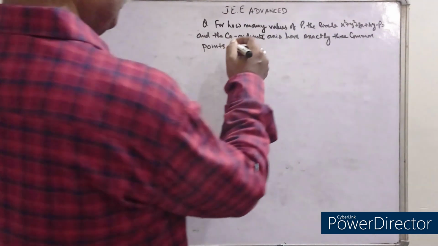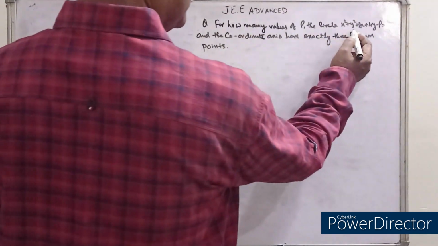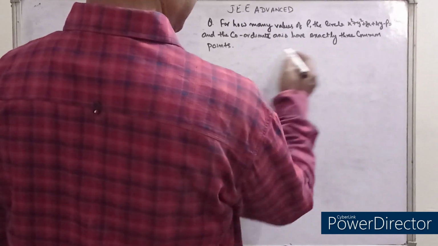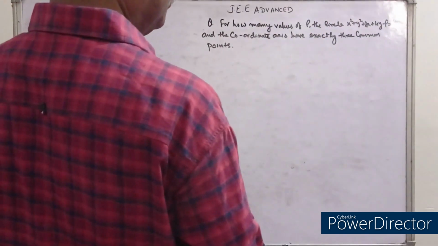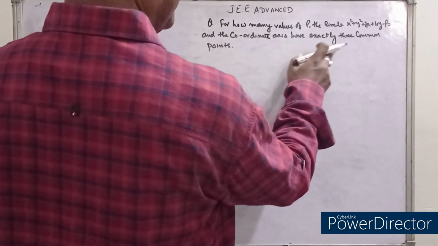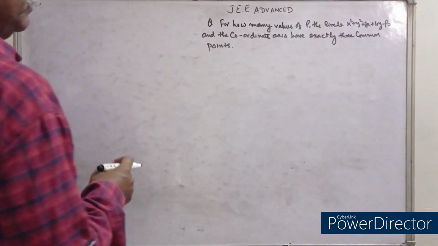Now my next question is, for how many values of p does this circle and the coordinate axis have exactly 3 common points?